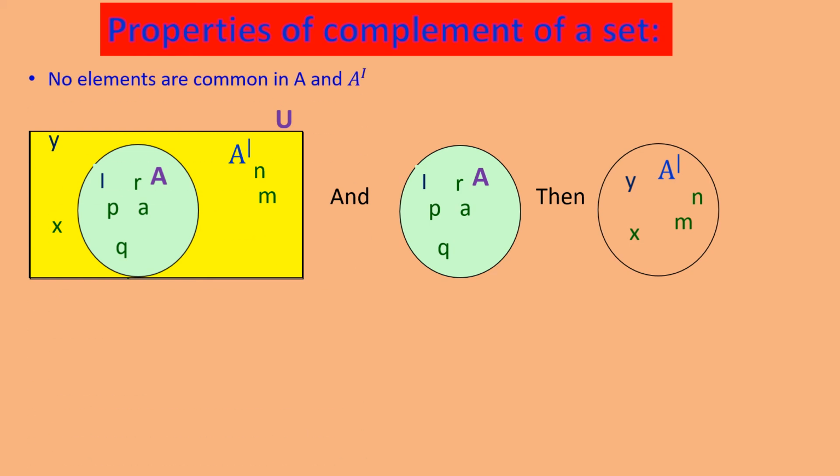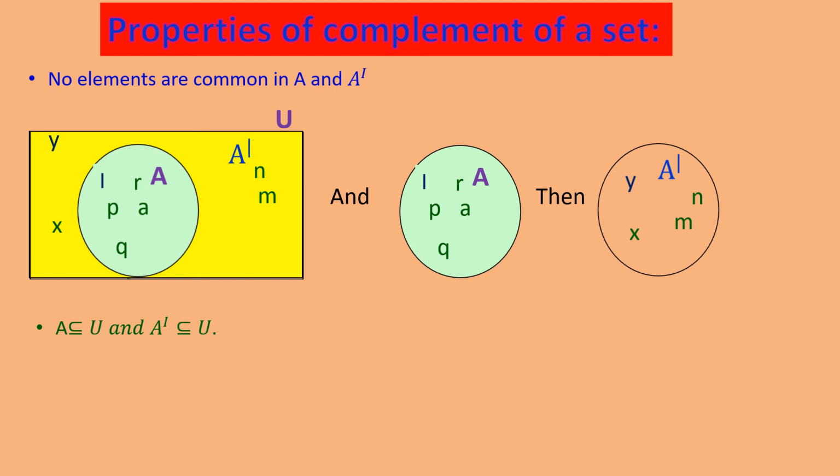The first property is that no elements are common in set A and the complement of set A. That means set A and the A complement set are given. Check whether any element of set A is present in A complement. No. In the same way, none of the elements of A complement is present in set A.